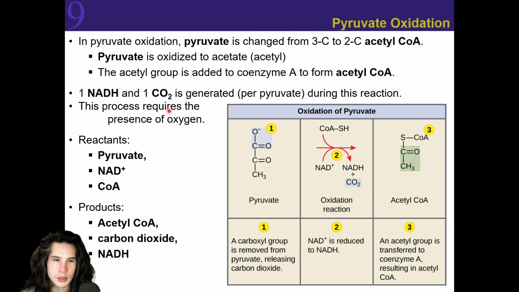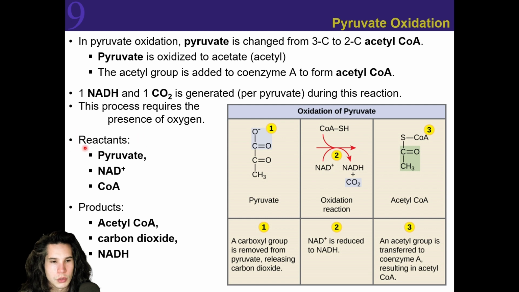And this process is going to require the presence of oxygen. Oh, I should have mentioned earlier that in order to get pyruvate into the matrix of the mitochondria, it actually takes energy. It moves into the matrix of the mitochondria through active transport. So it actually takes energy to bring pyruvate into the matrix of the mitochondria.